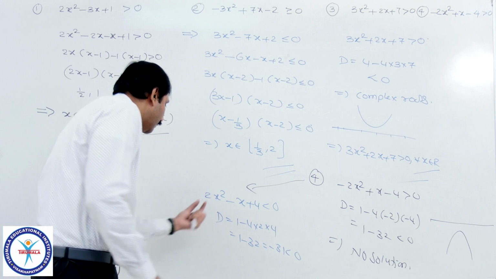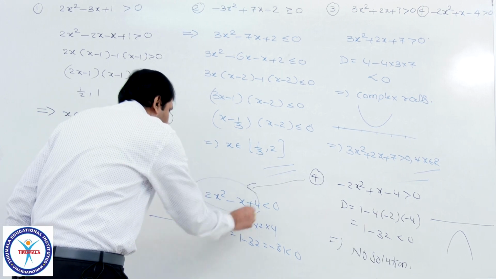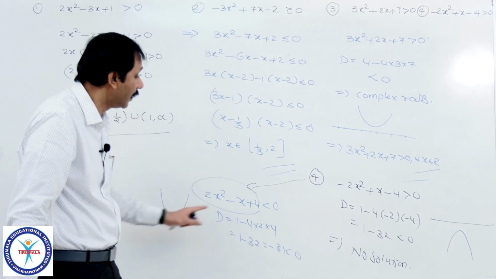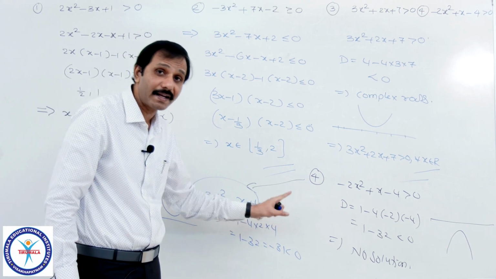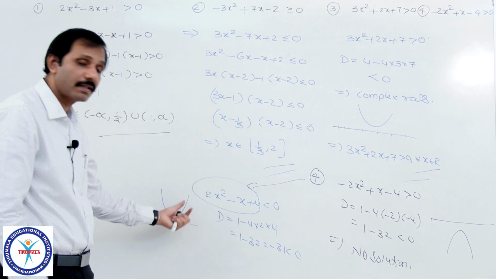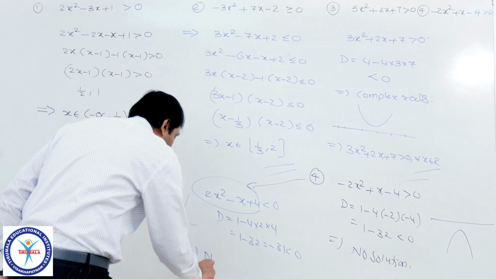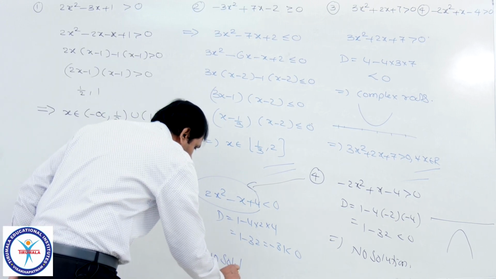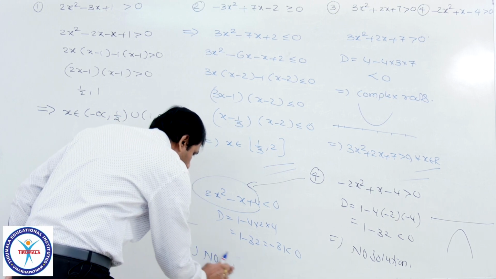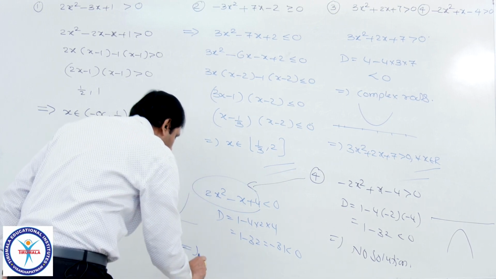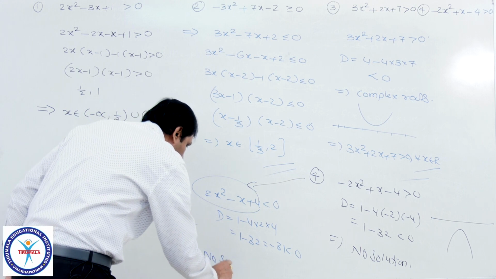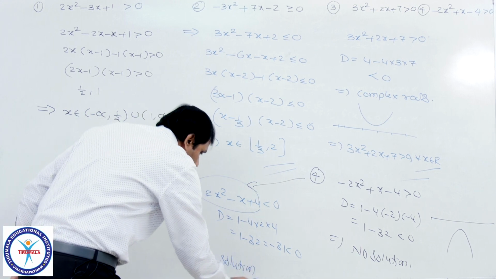Because the discriminant is negative, it has complex roots. The coefficient of x square is positive, which means the curve will be completely above the x axis, but I want values of x where it is negative. Can you find any value of x where it will give a negative value? No. That implies no solution for this.